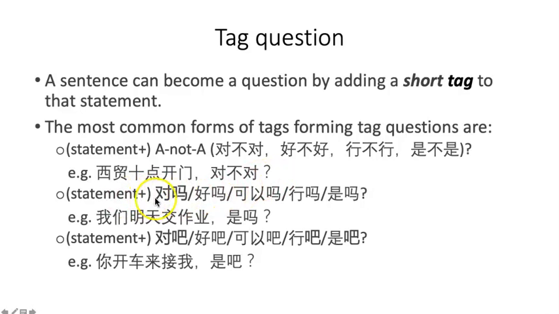And the second type of tag, 对吗？好吗？可以吗？我们明天交作业，是吗？我们明天交作业 is a statement. And 是吗? This is a tag. Comes after the statement, forming a tag question. The last one, 你开车来接我，是吧? This 是吧 comes after the statement, 你开车来接我, this is a statement. And the short tag, 是吧 comes after the statement, forming a tag question.